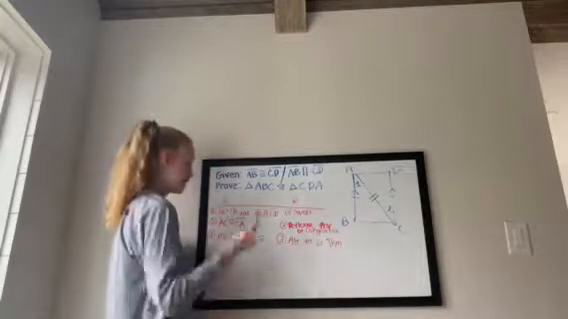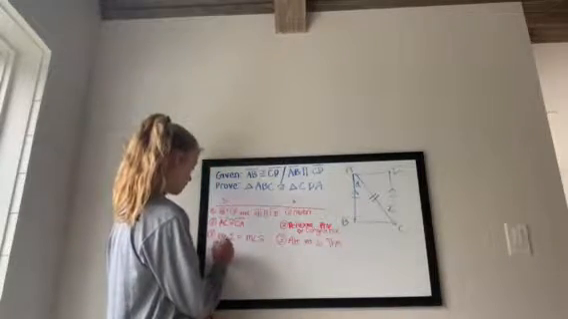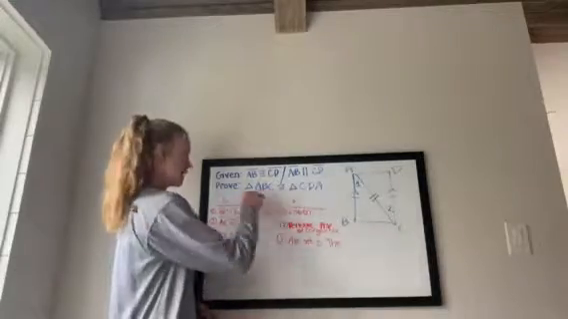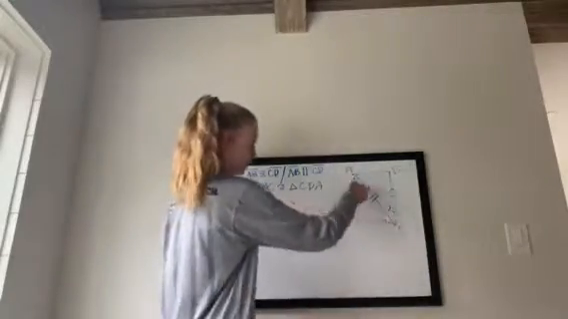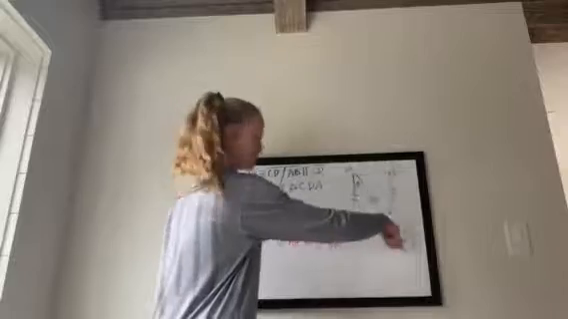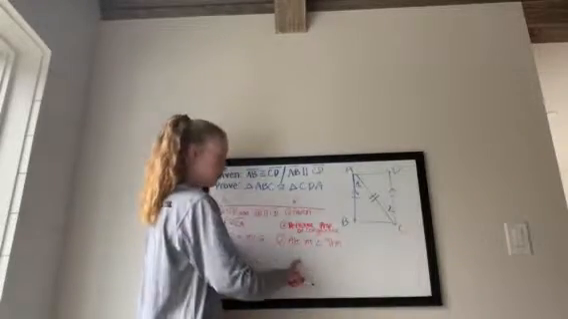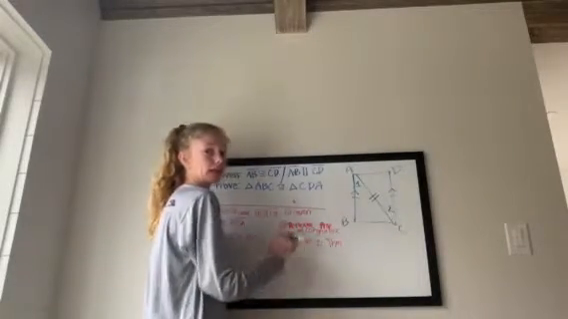Then, for your final statement and reason, you would state that triangle ABC is congruent to triangle DCA, and for your reason, you would put the side angle side congruence theorem.